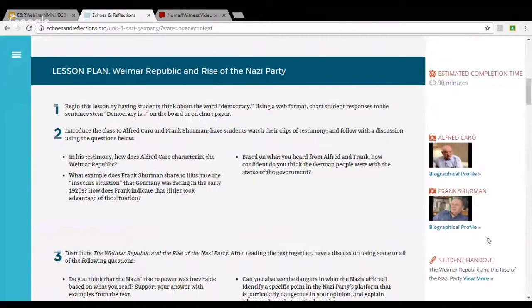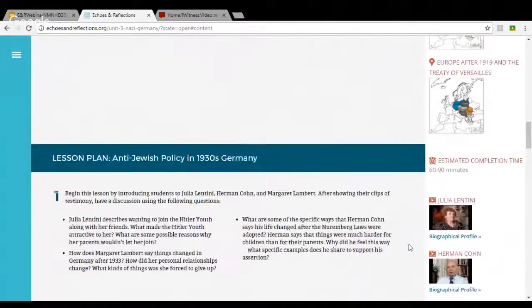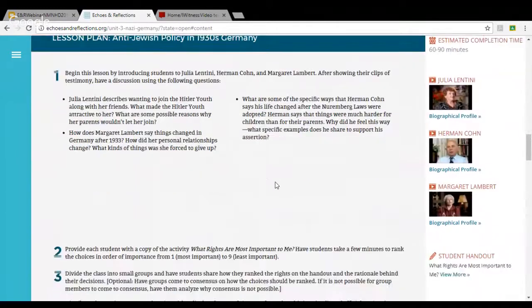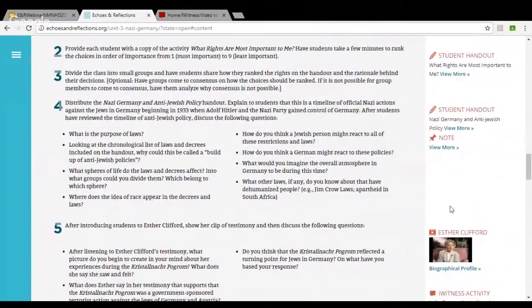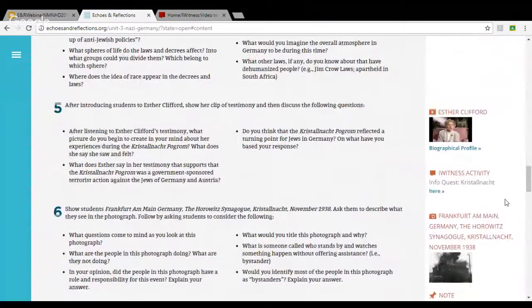Also in lesson three, and we'll be talking more about testimony in just a moment, there are two testimonies from young men who grew up Jewish in Nazi Germany that talk about the rise of the Weimar Republic and some of the instability that came along with it. And then this lesson goes into anti-Jewish policy, which is another topic that corresponds with Weimar Germany. And your students can use that to build a broader picture.